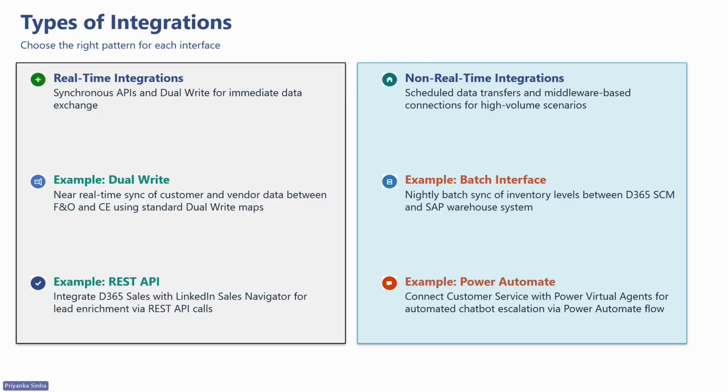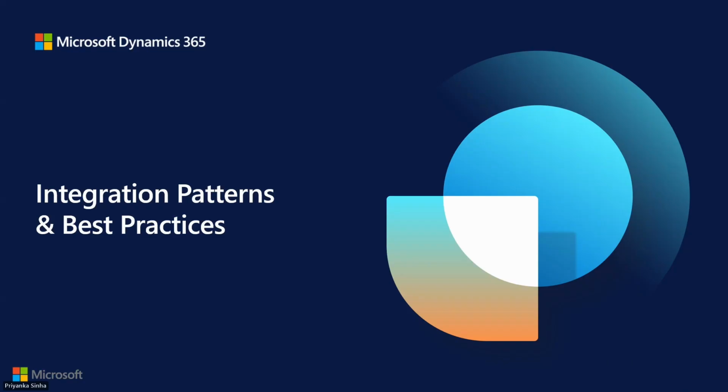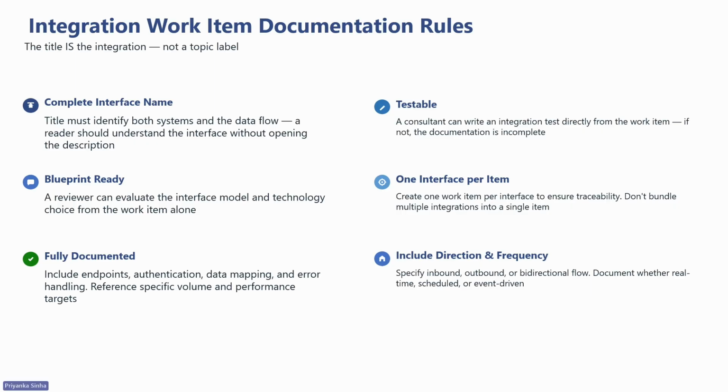Now let's get into documentation rules. So this is one of the most important slides in this deck, because here are the documentation rules. So first one is complete interface name. Your title must identify both systems and the data flow, not something very generic, let's say SAP integration, which is not going to give much information. The title should tell me what's moving between which systems and ideally how.